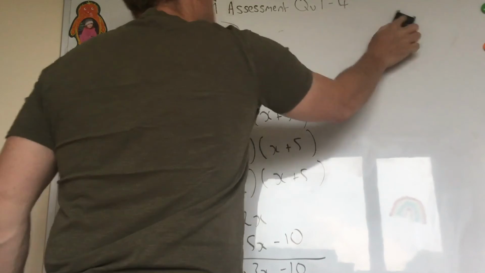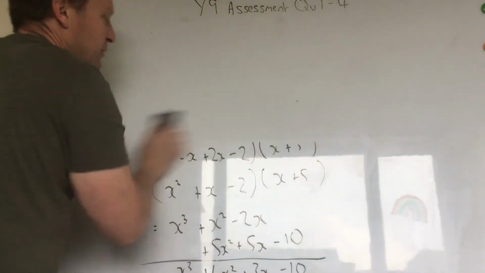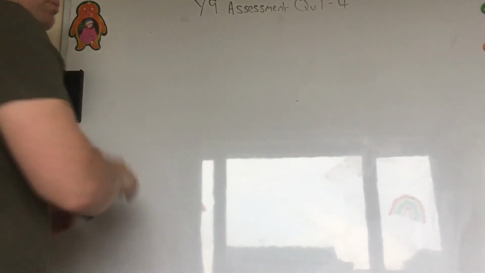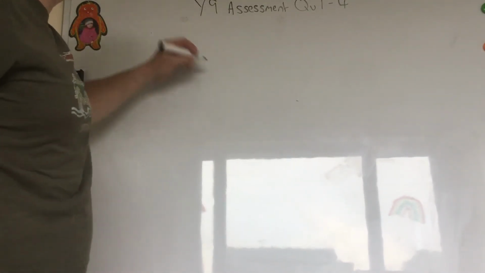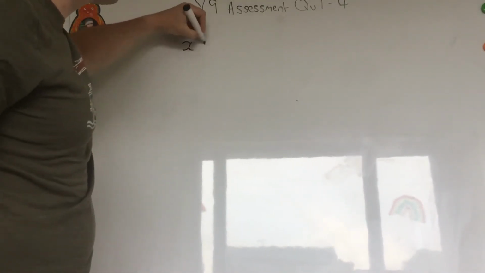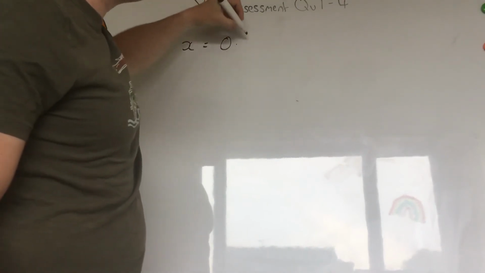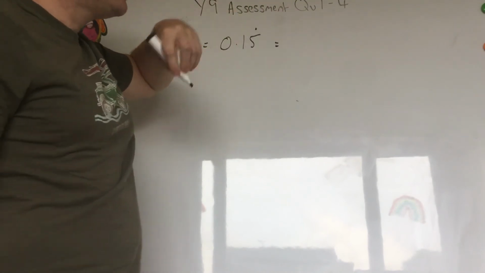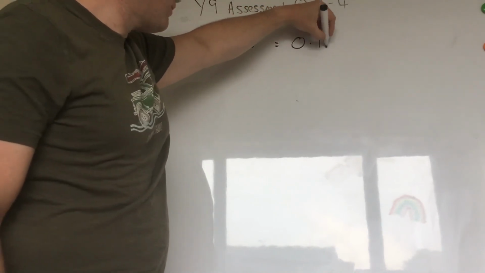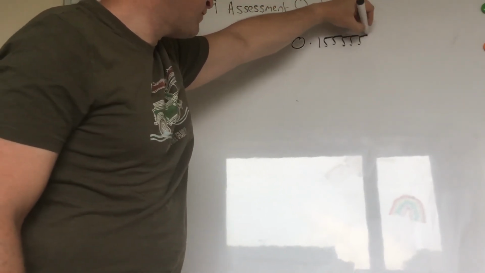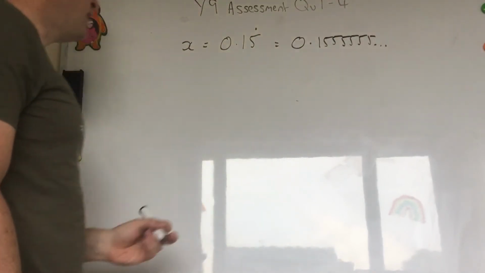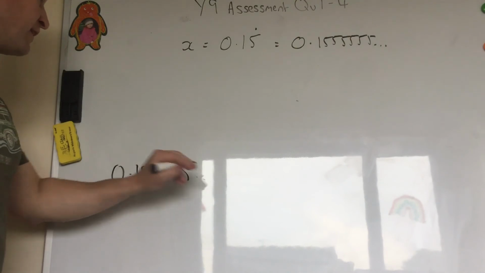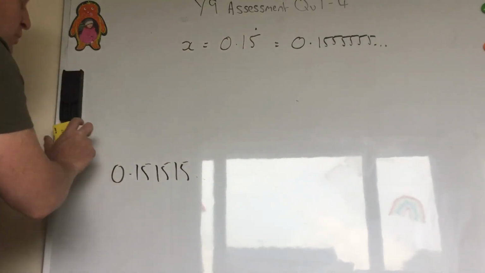Okay. Number 4, people that remembered how to do this generally did pretty well on it. People that didn't have a clue, obviously, just sat there and went, oh, don't have a clue. That's fine, you're allowed to forget things. That's how we learn. So x equals 0.15 recurring. Okay, so 0.155555. If it wanted 0.151515 like that, there would be a dot over the 1 as well.